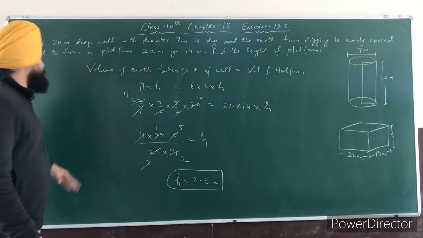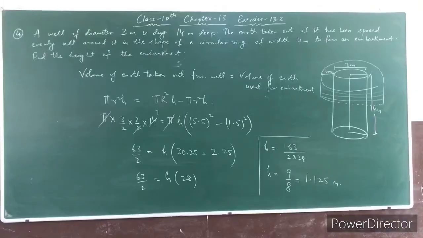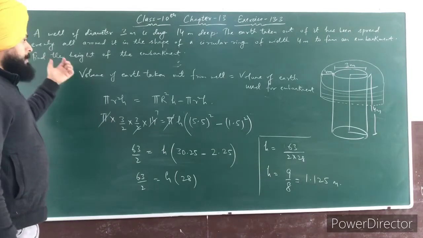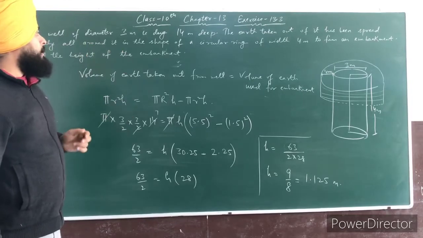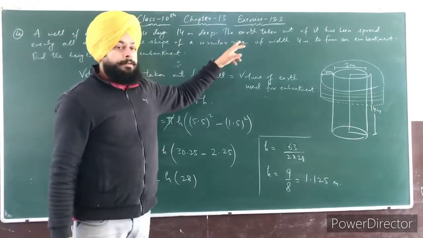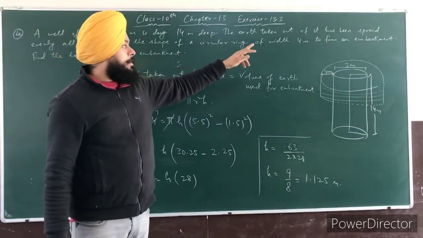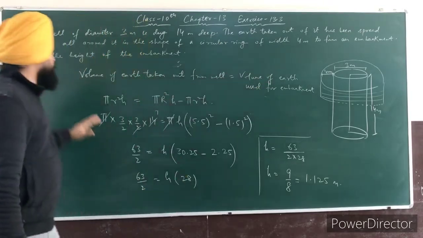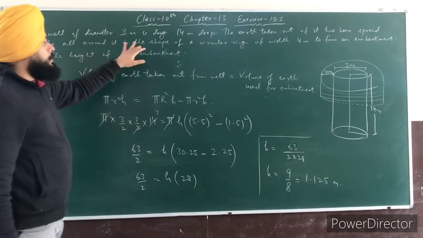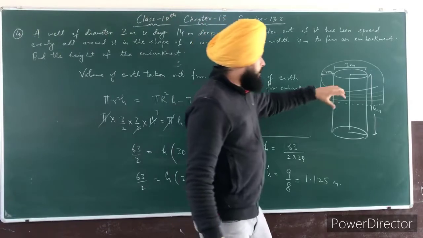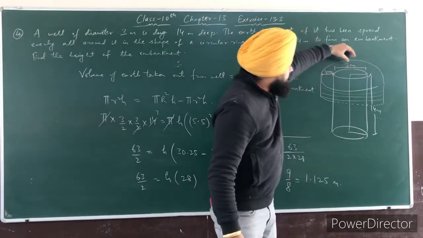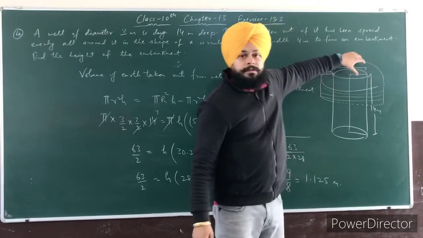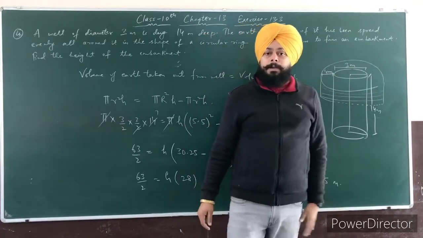Alright student. So this is your question number 3rd. Now this is your question number 4th. This is again same as question number 3rd. The question is a well of diameter 3 meter is dug and 40 meter deep. The earth taken out of it has been spread evenly all around it in the shape of a circular ring. So you can see here the earth taken out from this well is spread along it in the shape of a circular ring, which is called embankment.